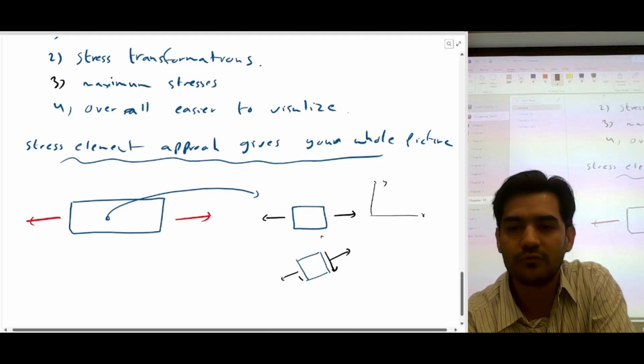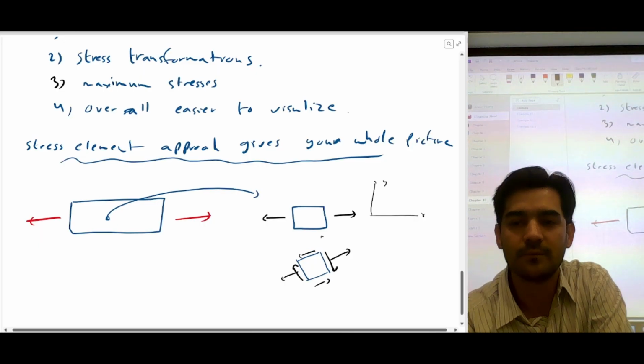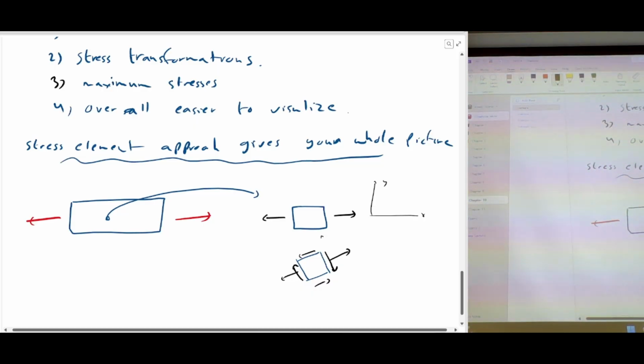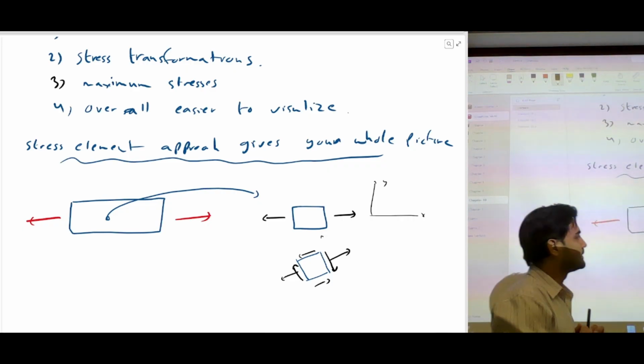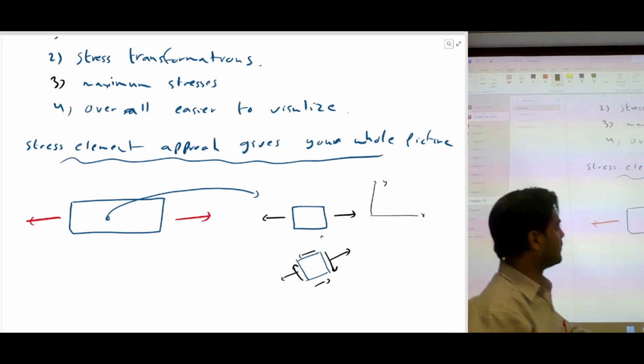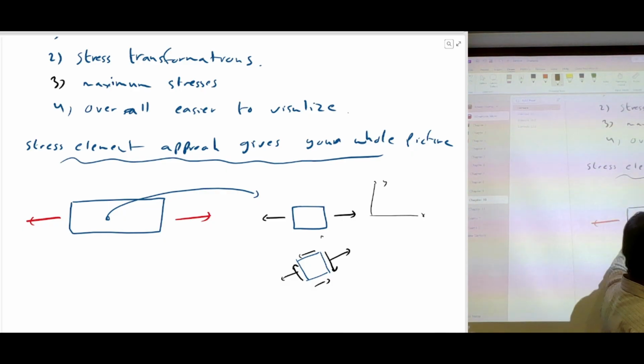You're going to get some normal force, you're going to get some shear force. So originally, if you rotate the stress element, some of this force will go to this coordinate, and some of this force will go to the shear force. Why I'm telling you this is because when you rotate the stress element, and different stress elements are rotated at different angles, you're going to get different stresses.